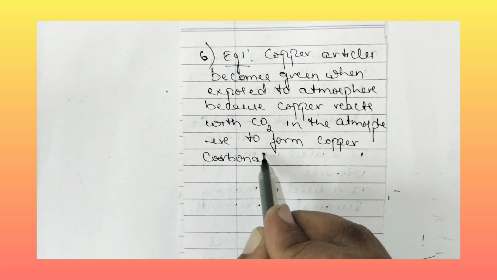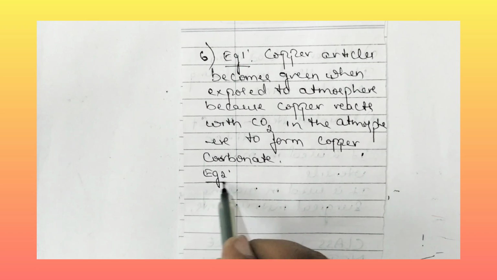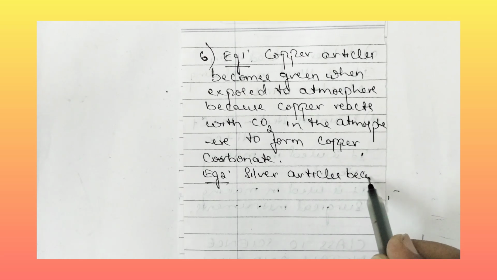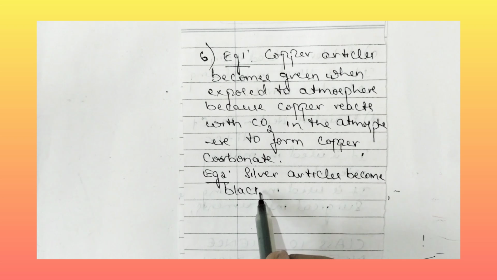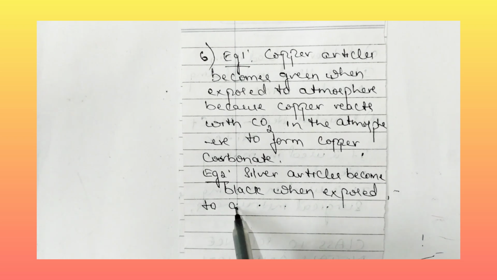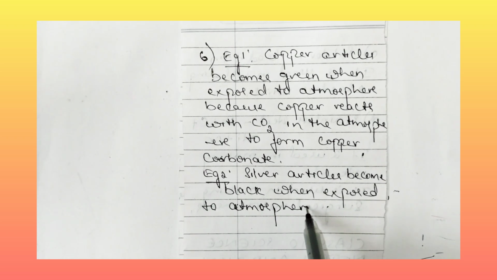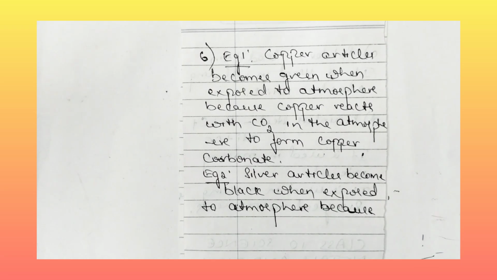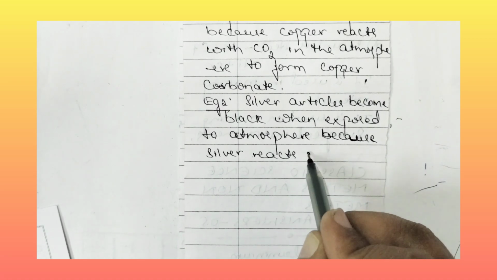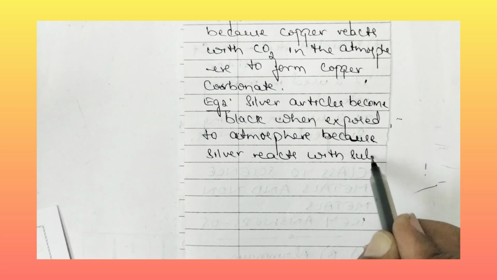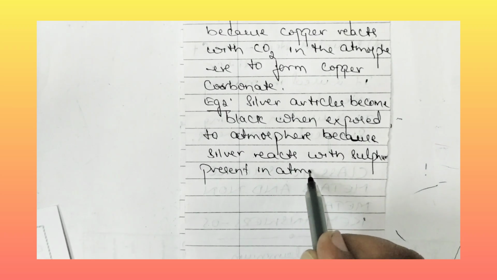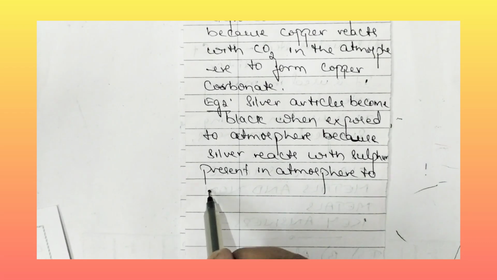Then example 2: silver articles become black when exposed to the atmosphere, because silver reacts with sulfur present in the atmosphere to form silver sulfide.